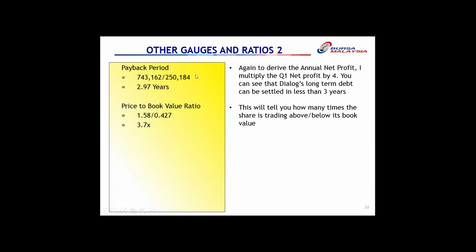Okay, this is how we look at the payback period. Now, total Dialog's long-term borrowing amounted to 743 million. If I divide it by the estimated annual net profit of 250 million, it is 2.97 years. So which means if Dialog were to have its annual profit touching 250 million, it can actually, without doing further investment and further borrowing, pay off its entire debt in less than 3 years. Okay, here the price to book value is 3.7 times.